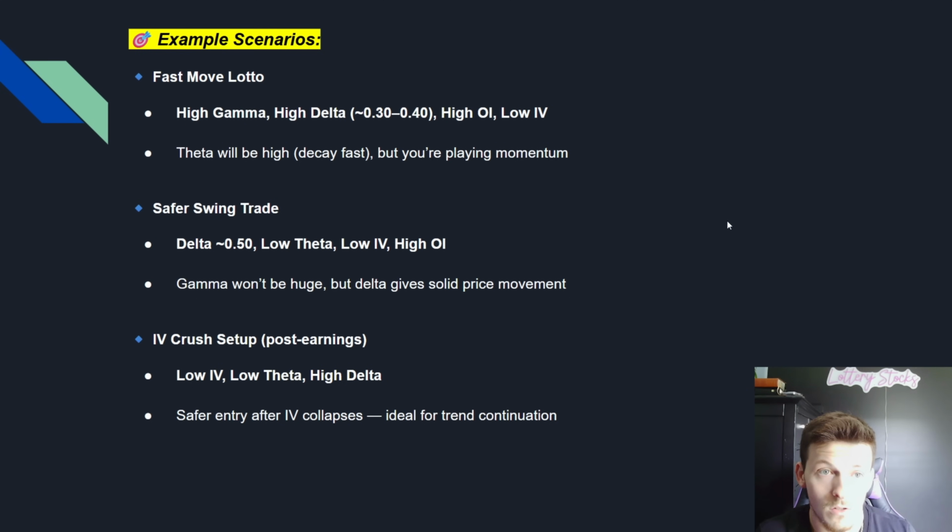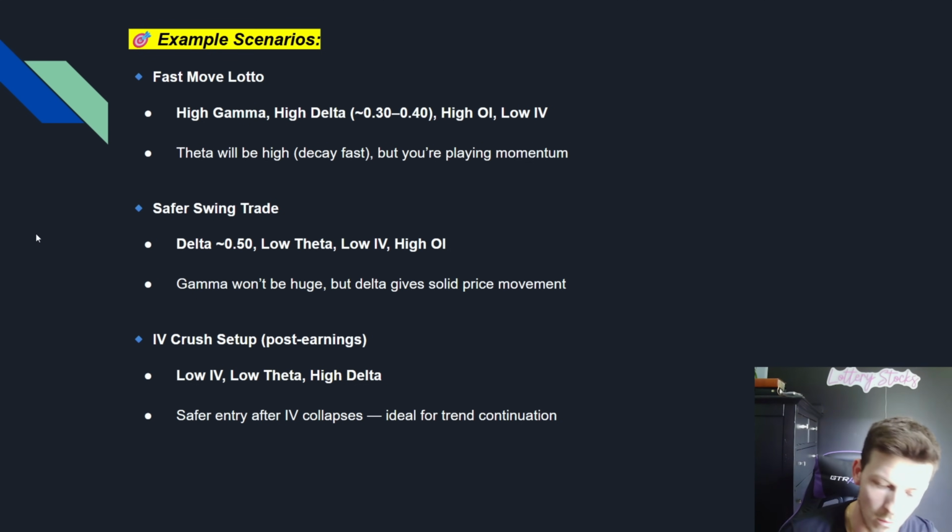Okay. Example, fast move lotto play. You're going to look for high gamma, high delta, high open interest, possibly low IV. Theta will be high because this is going to decay your contract fast. You're getting a fast move lotto play, but you're playing the momentum.